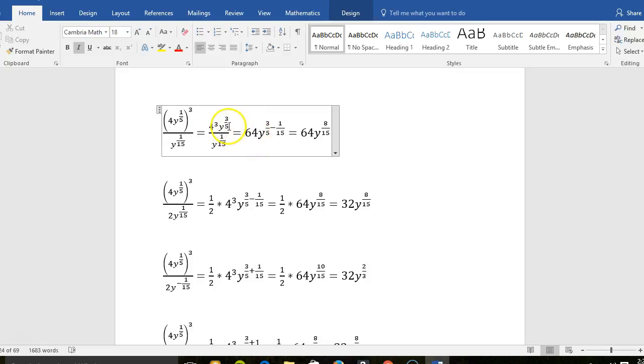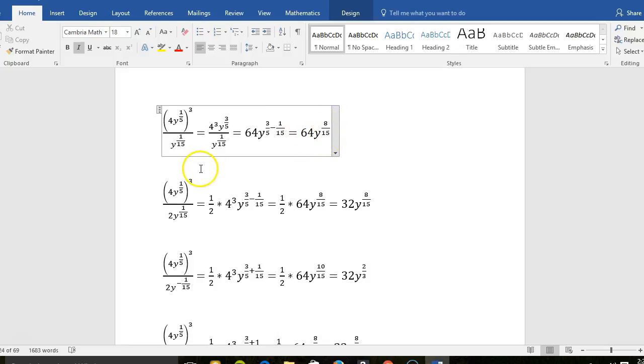Now remember, by the other law of exponents, we do 3/5 minus 1/15. And that goes here. And then now, guys, when you do this, remember you got to get a common denominator, which is 15. So you'll have 9/15 when you do times 3 times 3. So 9/15 minus 1/15 is 8/15. So we have 64y to the 8/15.